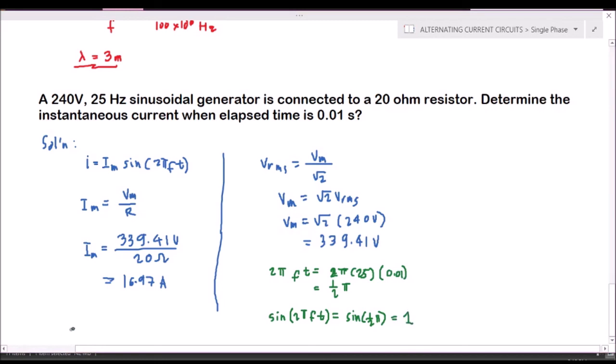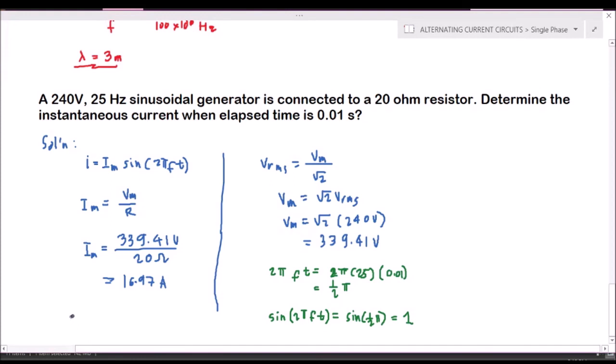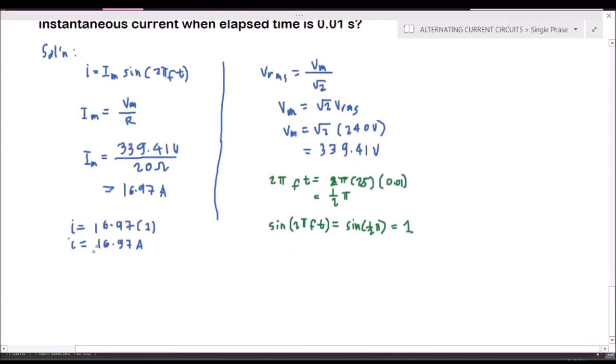So we could now write our I. So we'll go to blue. So our I, or our instantaneous current, is equal to Im, 16.97 amperes, times sine 2 pi f t, which is equal to 1. So times 1. So our instantaneous current at 0.01 seconds is equivalent to 16.97 amperes. And that is now our answer.